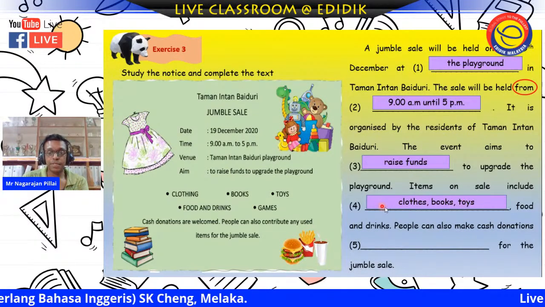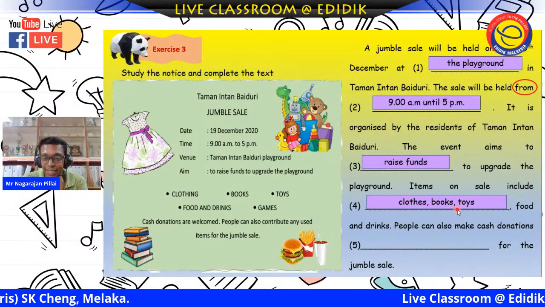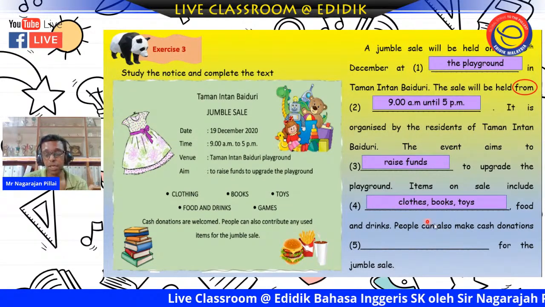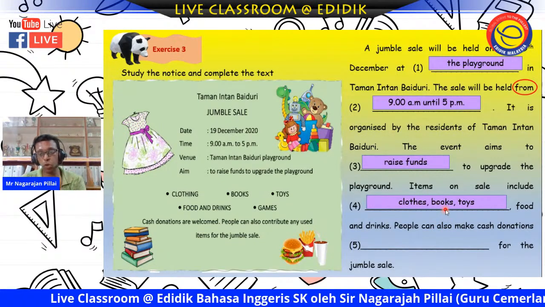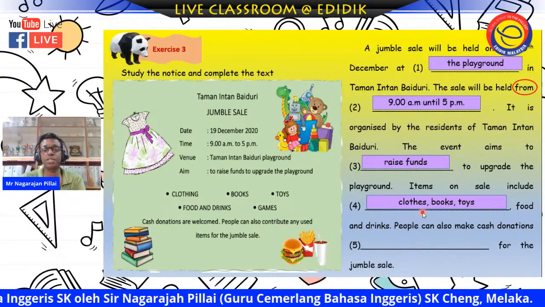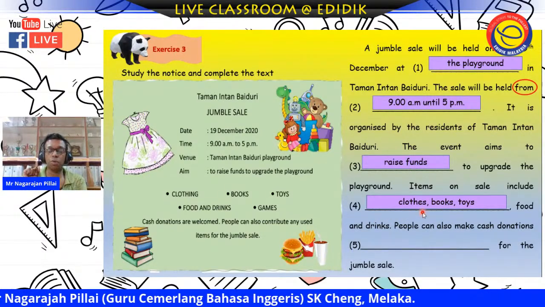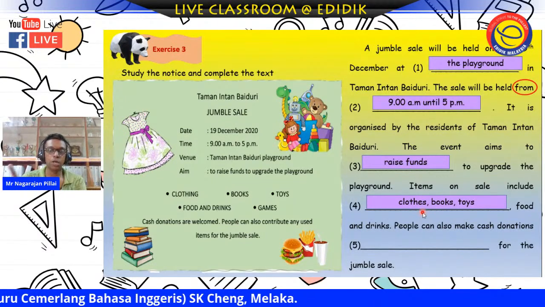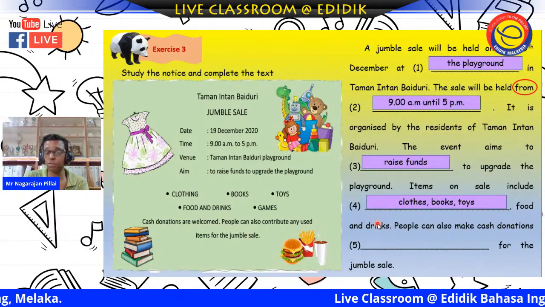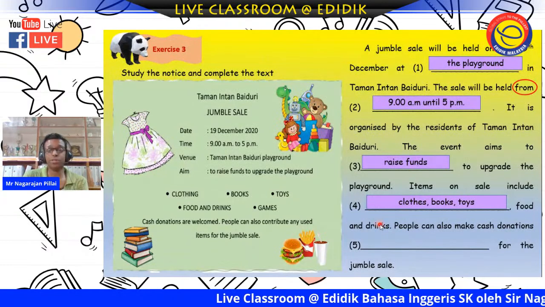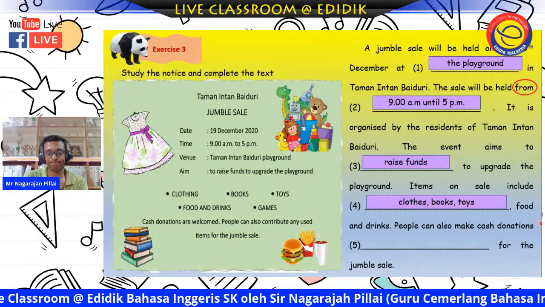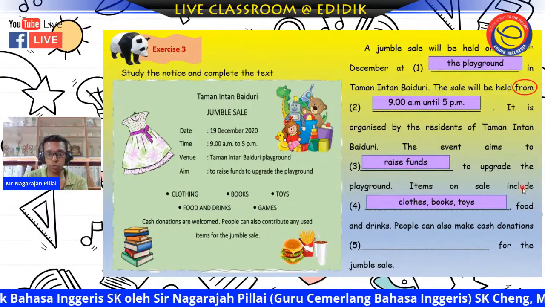Okay, see here, I don't add the word "and." I didn't write clothes, comma, books, and toys because the idea is still continuing. Clothes, comma, books, comma, toys, comma, food and drinks. The last idea is drinks. So you just copy clothes, books, toys, and make sure you add commas. Okay. Now let's do the last one.